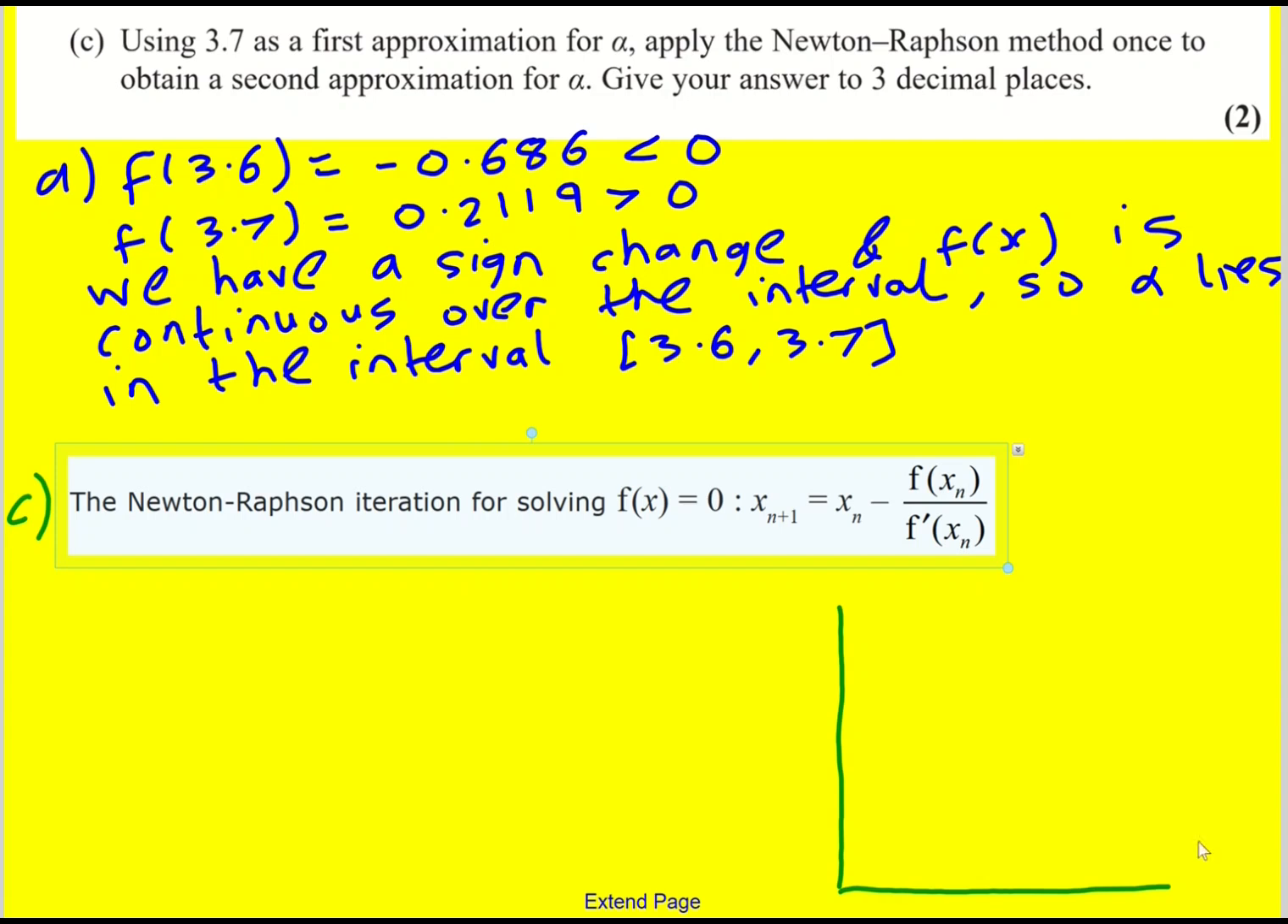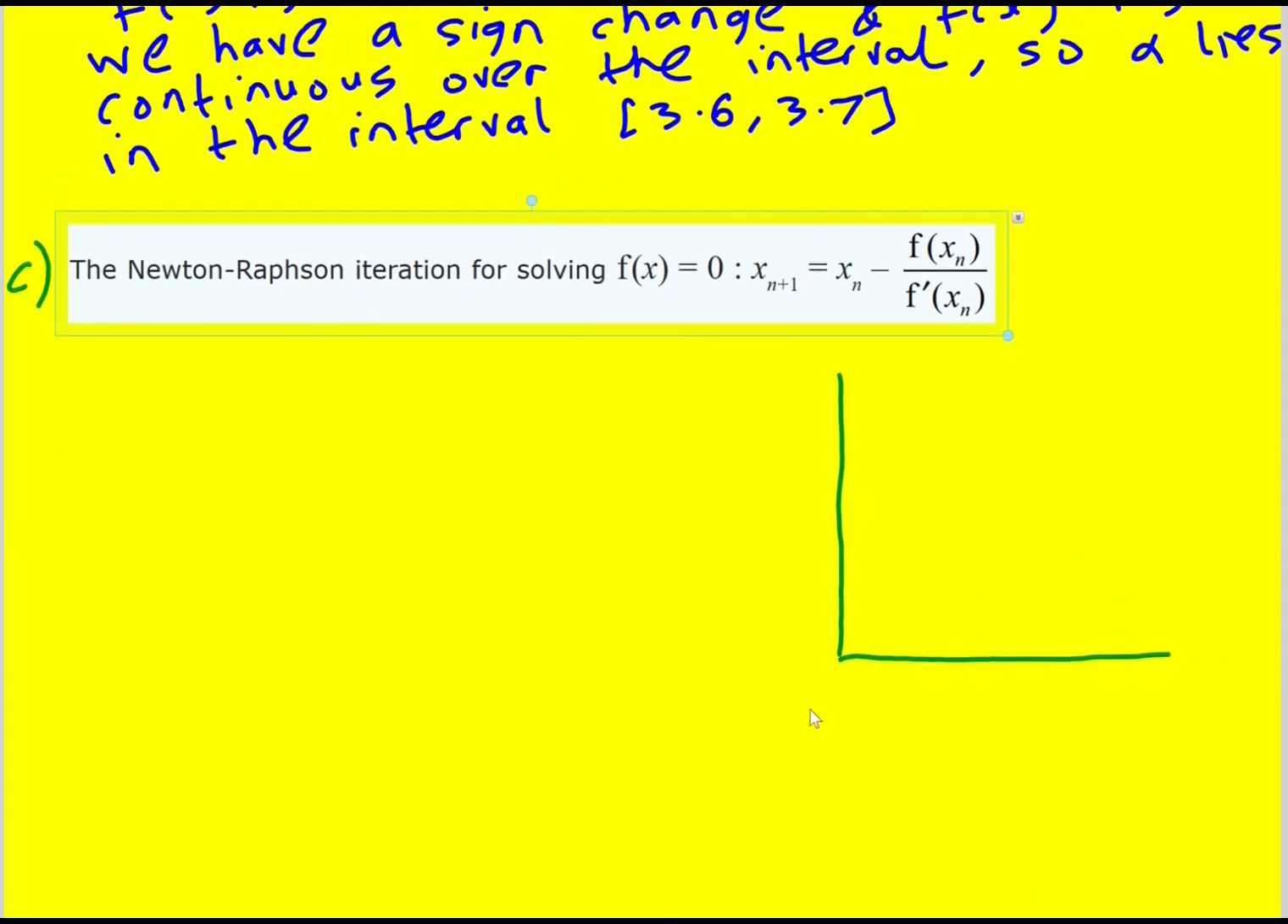So I always think we want to understand it along the way because there will be questions potentially that test our understanding. So let's imagine that the graph is looking a bit like this. Now in the Newton-Raphson method, we put a first point in and we find the value of f.